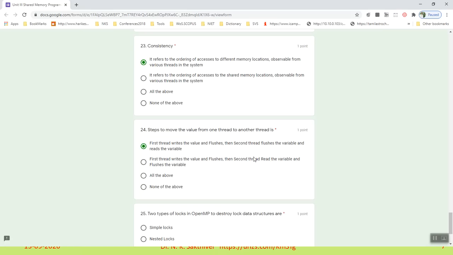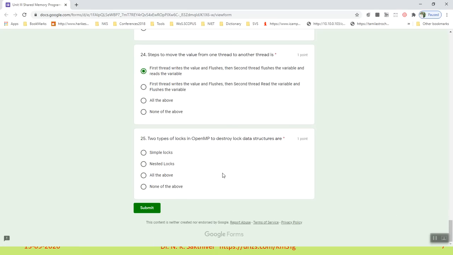Clear? So the second is wrong. The reason is that in writing the value, the first thread flushes, then after that the second thread reads. After reading, flushing means the read value will go away. That's the reason why the first is the correct answer. Like this, some confusing questions may be raised.